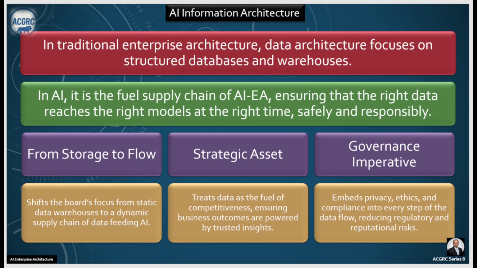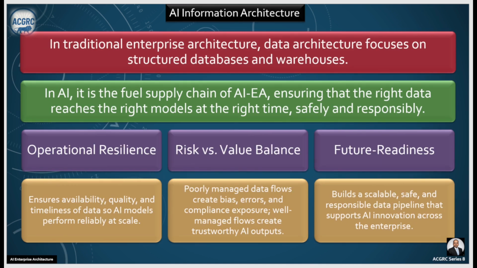From a governance imperative perspective, it embeds privacy, ethics, and compliance into every step of the data flow, reducing regulatory and reputational risk. From an operational resilience perspective, it ensures availability, quality, and timeliness of data so AI models can perform reliably at scale. From a risk versus value balance perspective, poorly managed data flows could create biases, errors, and compliance exposures, whereas well managed flows would create trustworthy AI outputs.